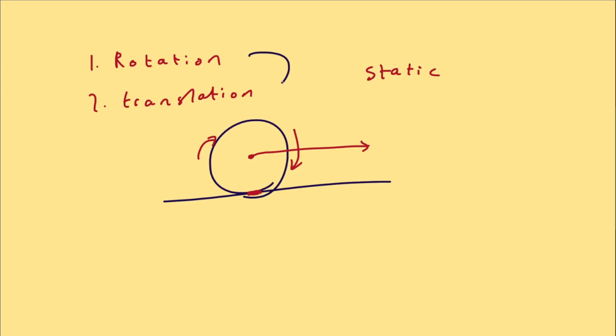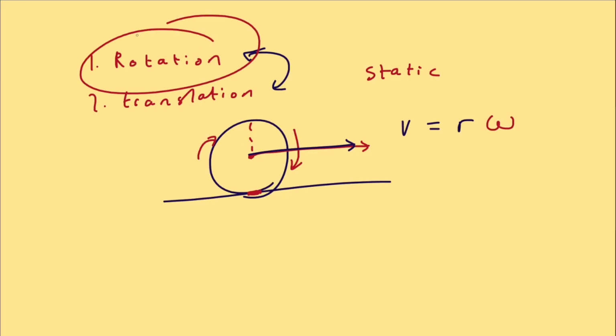And the equation relating these two types of motion is linear velocity, which is the speed it's moving forward, is equal to the radius multiplied by its angular speed, which is the rotation. So that means if it's rolling forward faster, then it's rotating faster, it's spinning faster.